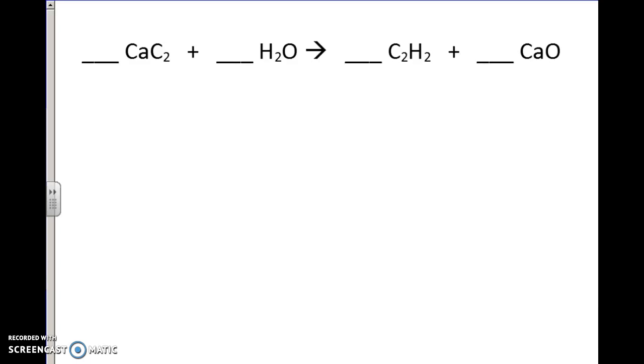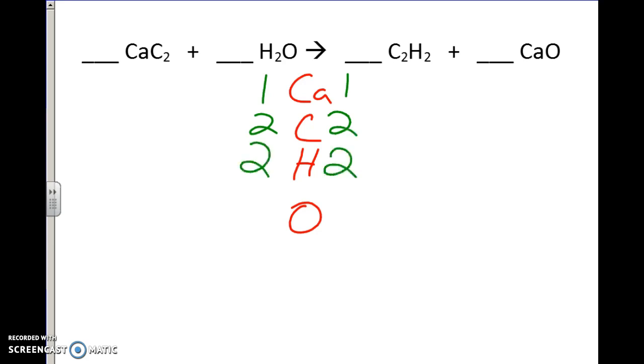Same thing as before, I'll write down the elements. I have Ca, calcium, I have carbon, I have hydrogen, and I have oxygen. I'm going to count up the number of each. I have 1 calcium on the left side and 1 calcium on the right side. I have 2 carbons on the left and 2 carbons on the right. I have 2 hydrogens on the left and 2 hydrogens on the right. And I have 1 oxygen on the left and 1 oxygen on the right. Darn, that's balanced. Done. On to the next problem.